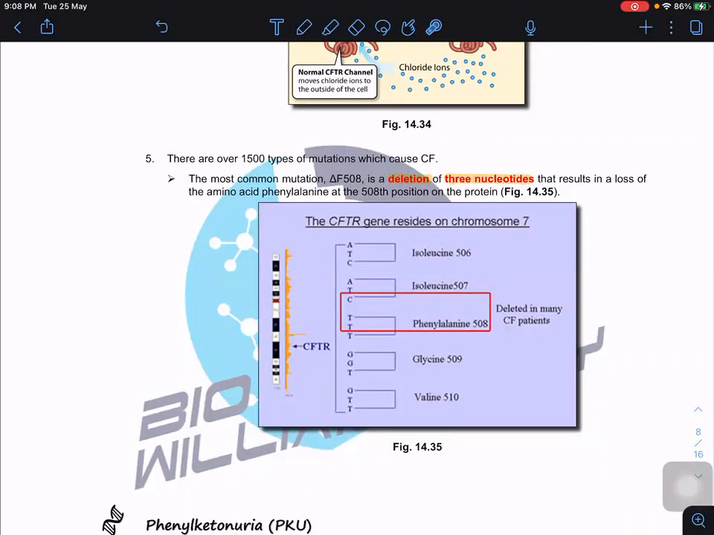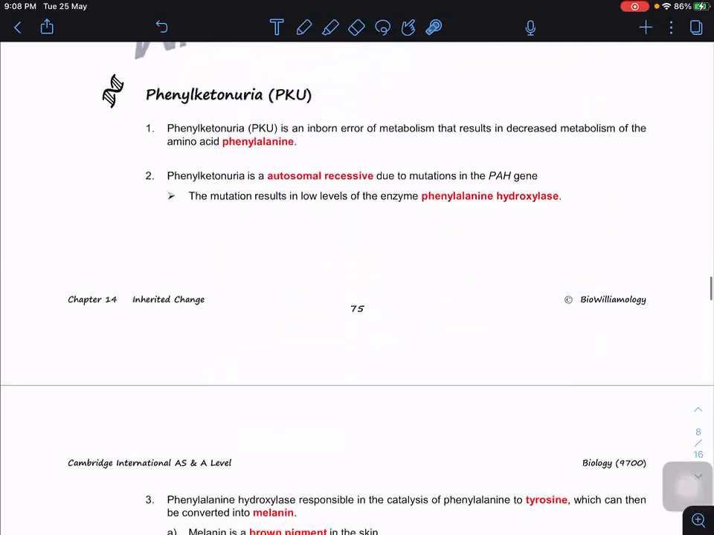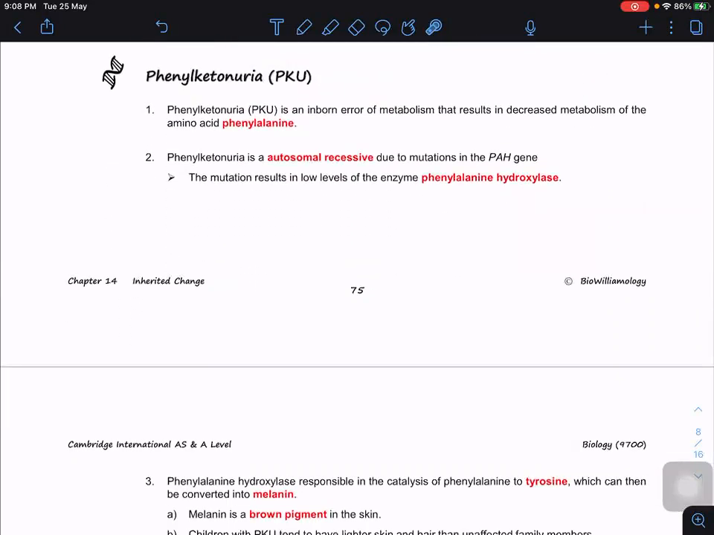Okay, so the next one is phenylketonuria. Again, if you look at past years, a lot of questions have been asked about this phenylketonuria, but in the new syllabus it has been removed. So this one is for your information only.